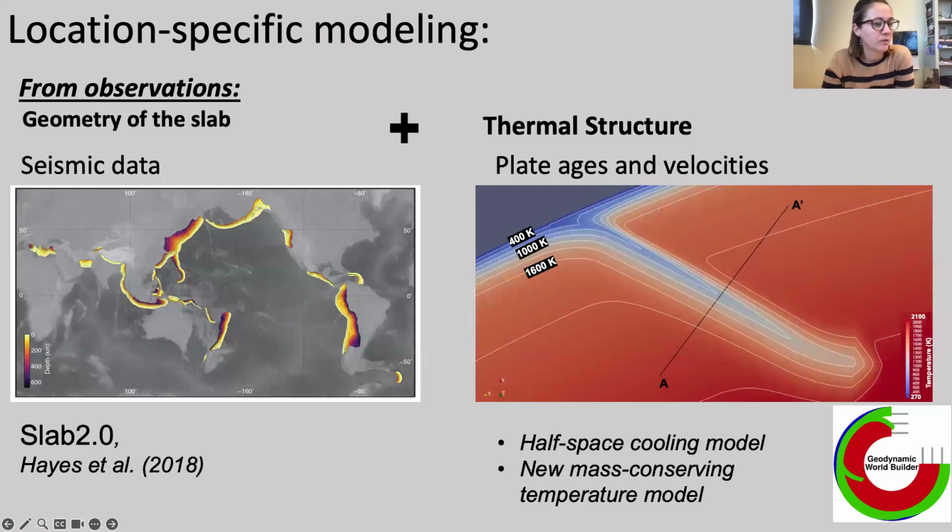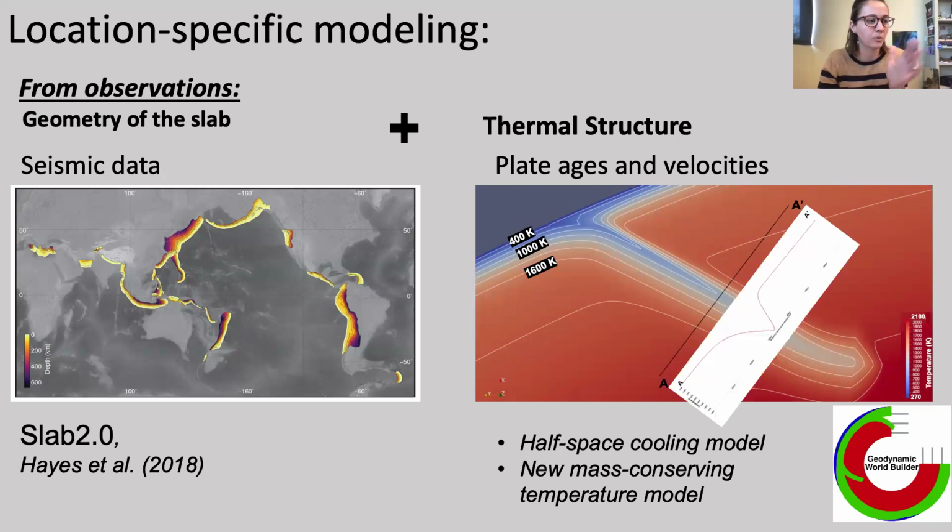For the thermal structure of the slab, we can use observed plate ages and velocities to help set up half-space cooling models for the plates at the surface, and a newer mass-conserving temperature model for the slab to ensure a smooth temperature profile across the slab and into the mantle. This is all done in Geodynamic World Builder, another open source code that CIG hosts, which is used to set up initial conditions that are then fed into ASPECT to run the numerical simulation.